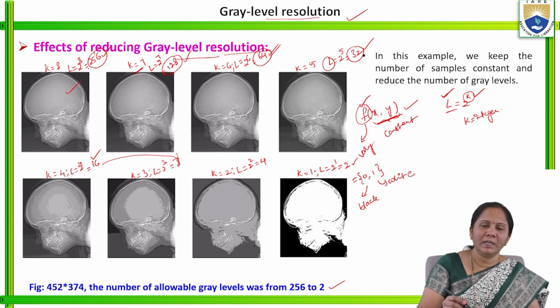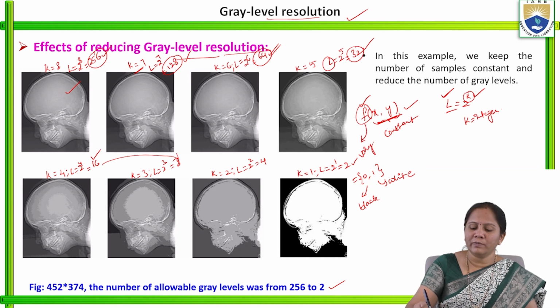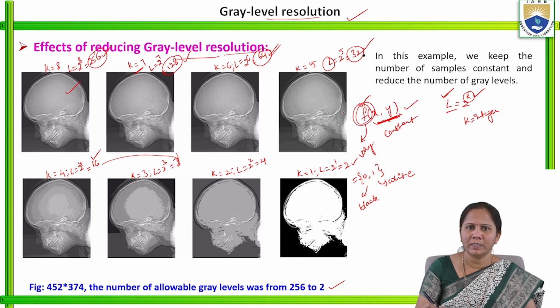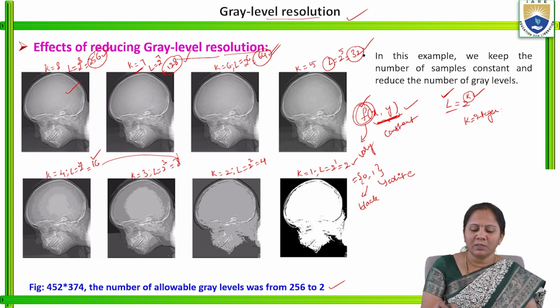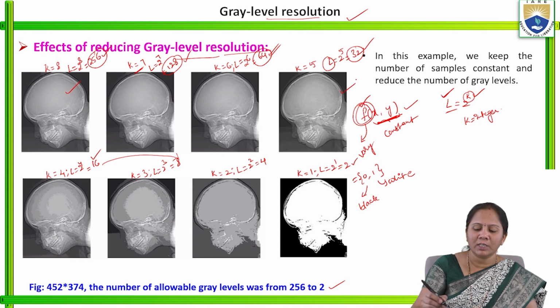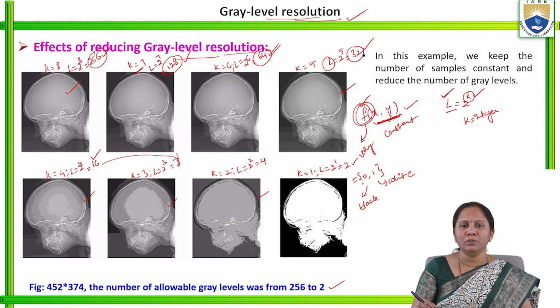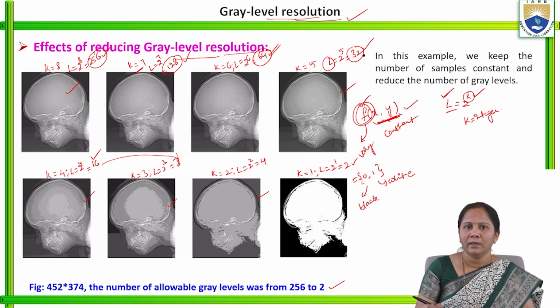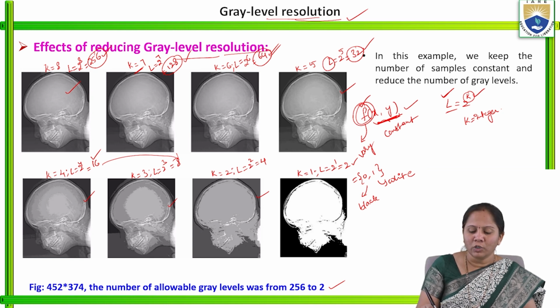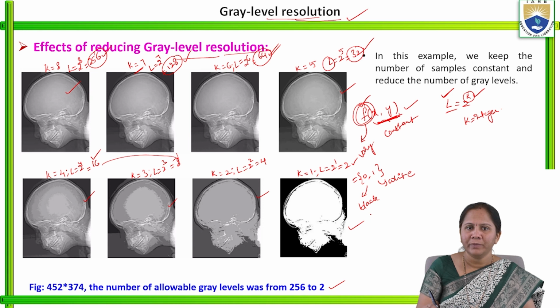So this is the original image. Keeping the values of x and y constant, if you keep reducing the value of f, that is gray level L, we can observe there is a change in the gray levels of an image. In this gray level resolution, as the value of L reduces, the quality of the image also gets reduced. If you observe finally the last figure, it consists of only two values, that is 0 and 1.